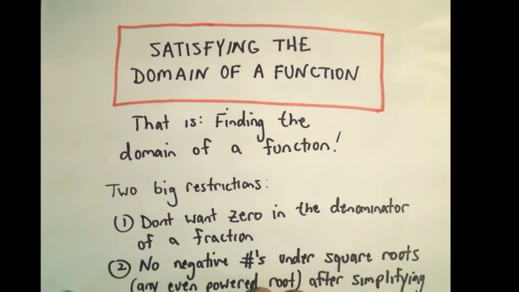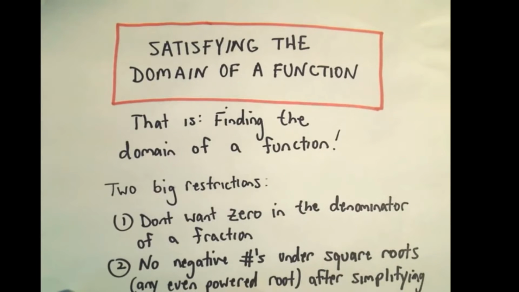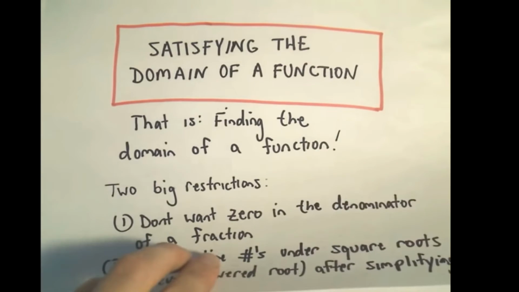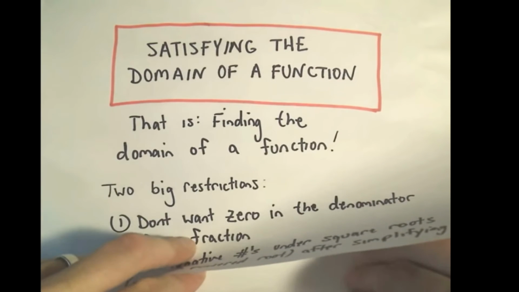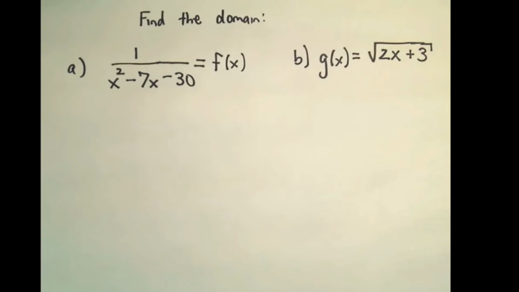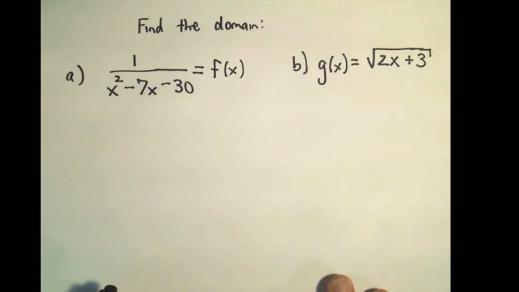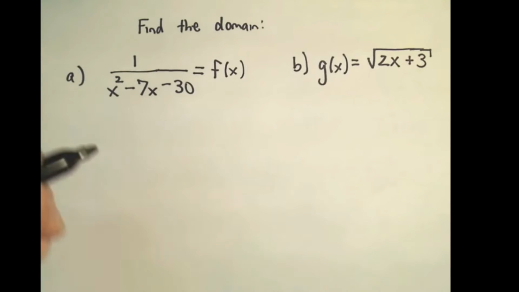And if there's any square roots, or really any even-powered root, we don't want any negative numbers to appear underneath that radical after we simplify and do all the arithmetic. So, two questions. Let's find the domain of these two. a: 1 over x squared minus 7x minus 30, and then b, we've got the square root of 2x plus 3.